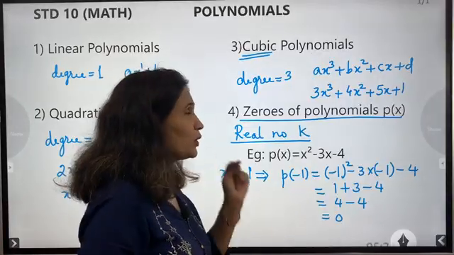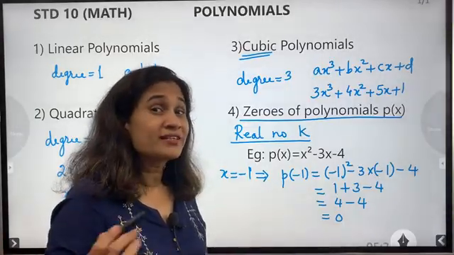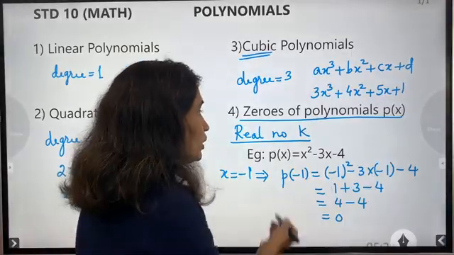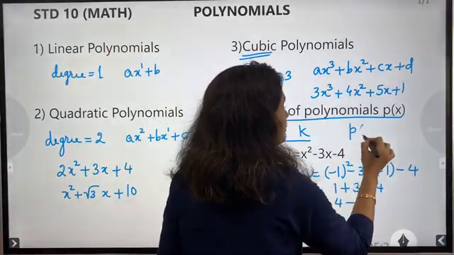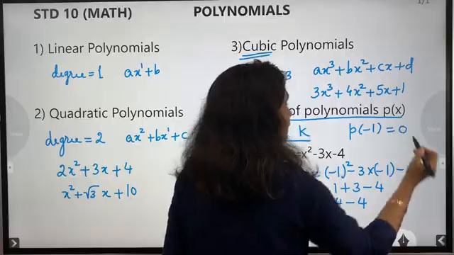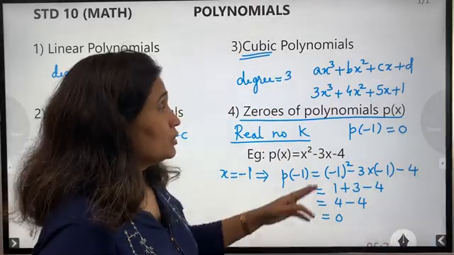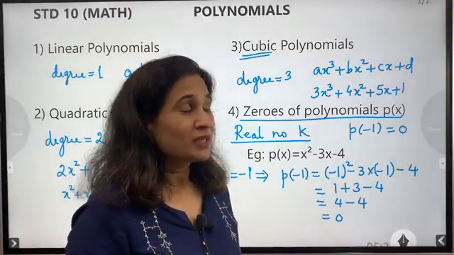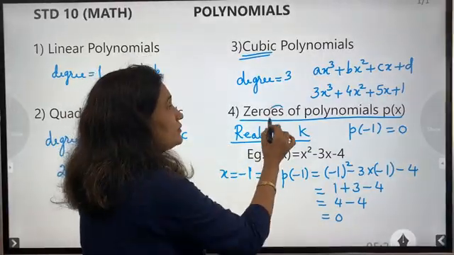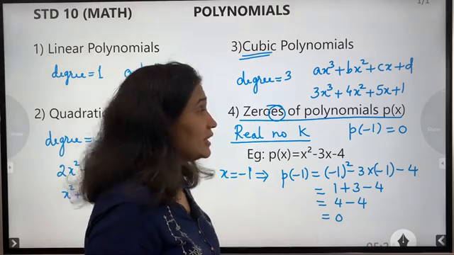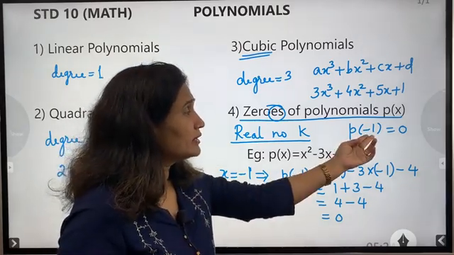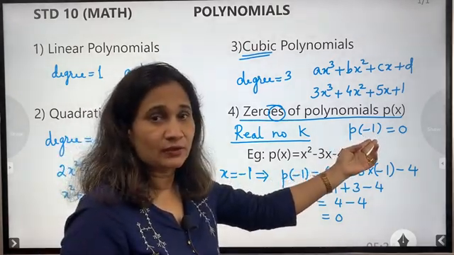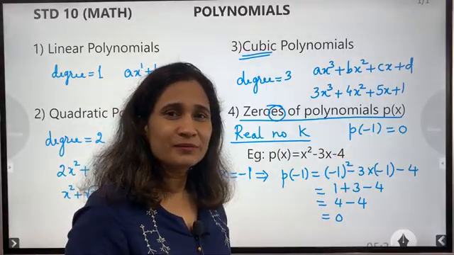Now hopefully you know how it is related, or why it is called a zero of the polynomial. So for P of -1, I got the value as 0. So -1 is called a zero of the polynomial. Now the next question is, why then the word zeros? Because there can be more such values for which your answer can come 0.